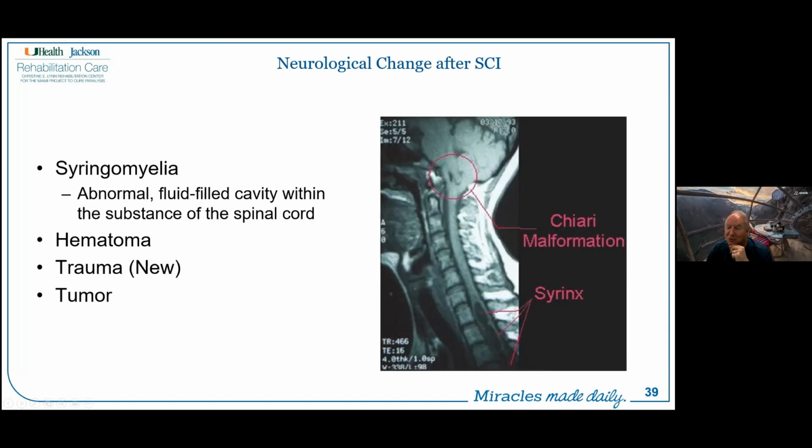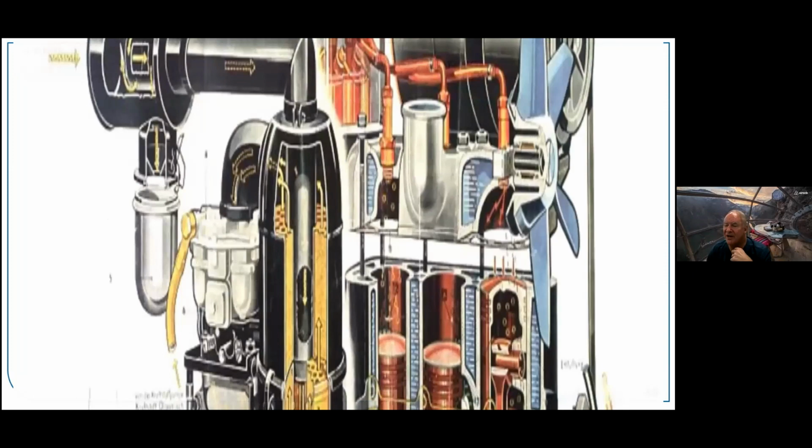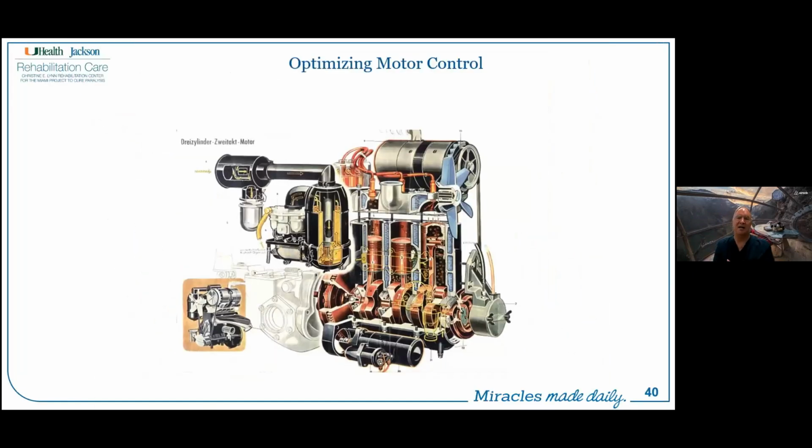Just because you have a spinal cord injury doesn't mean that you can't develop a spinal cord tumor on top of that, and sometimes we forget. And then finally, everybody is interested in optimizing motor control. How can we do that over time? And so we'll talk a little bit about exercise, locomotor training for neuroplasticity and those types of things.